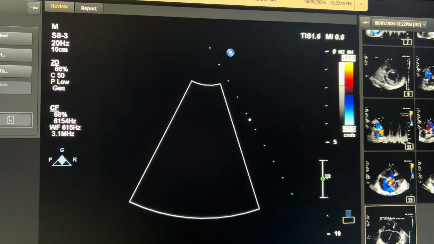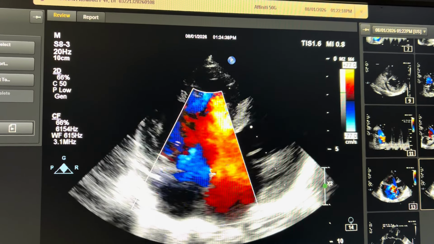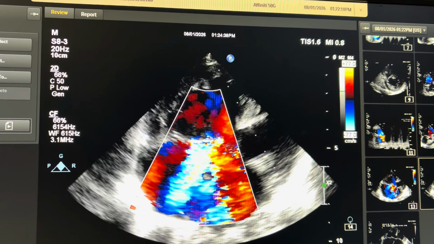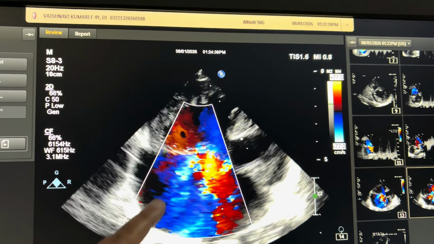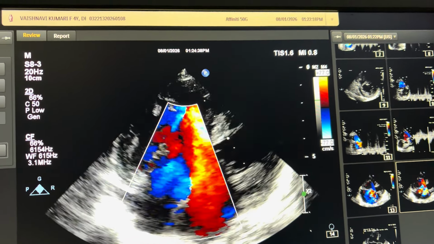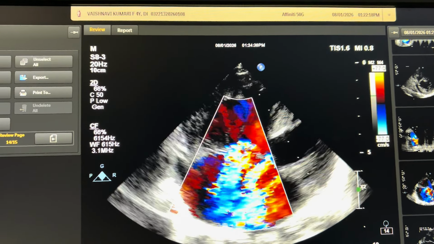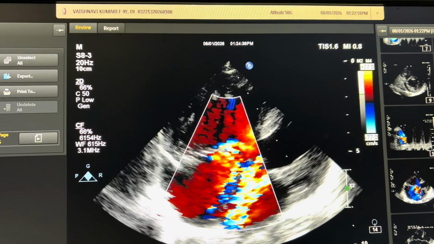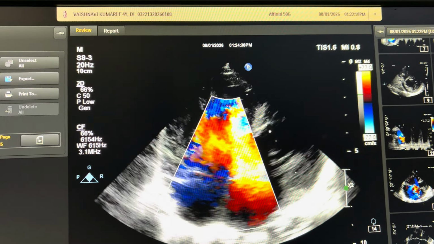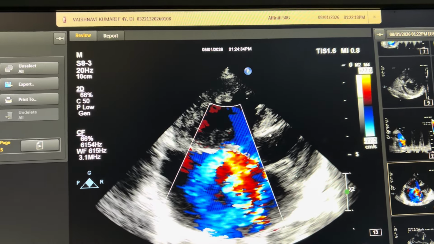Next image, you see the significant amount of regurgitation across our AV valve. Right side this much, left side this much, almost moderate to severe. This child is 4 years old and did not go to higher center for correction and has developed significant pulmonary artery hypertension.